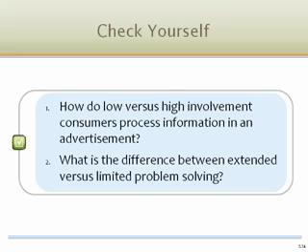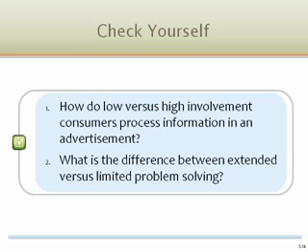Now check yourself. 1. How do low versus high involvement consumers process information in an advertisement? The high involvement consumer will scrutinize all the information provided and process the key elements of the message more deeply. As a consequence, an involved consumer is likely to either end up judging the message to be truthful and will form a favorable impression for the product being advertised, or alternatively view the message as superficial in nature and develop negative product thoughts.